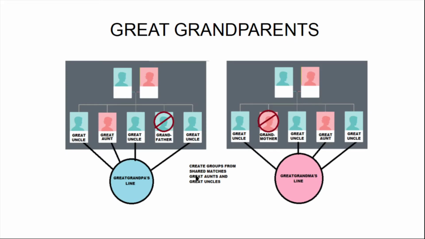That same principle works at any level of your tree. If you wanted to isolate your great-grandparents' family, you would use your grandfather's brothers and sisters to isolate great-grandpa's line. You would use your grandmother's brothers and sisters' descendants to isolate your great-grandparents' line.